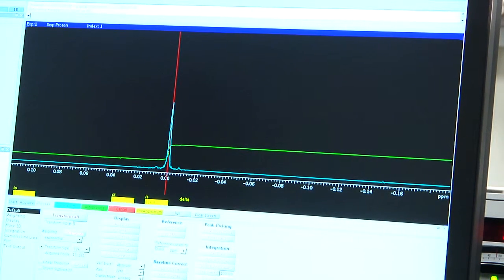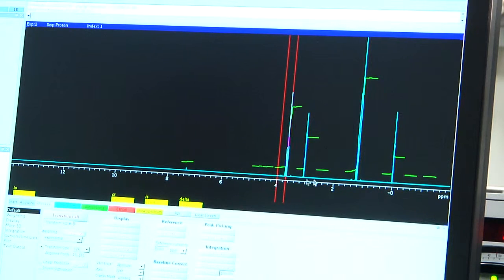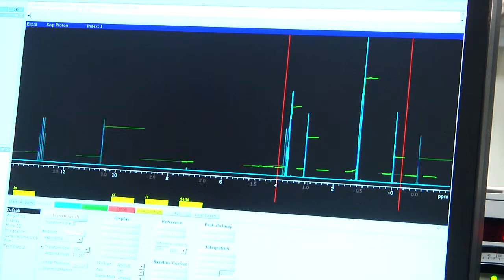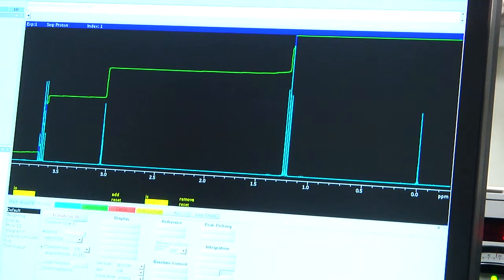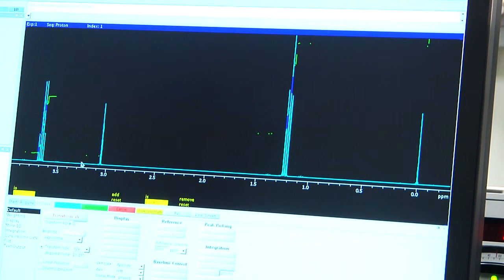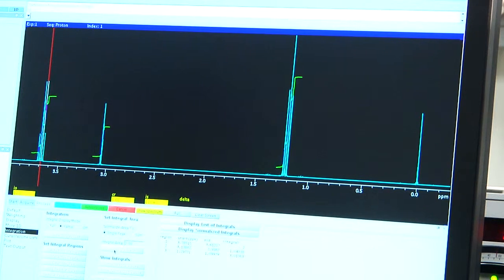The size of each signal is proportional to the number of magnetically equivalent nuclei producing the signal. With the integration software, we are able to calculate the area under each signal and correlate that to the number of protons that are creating that signal. This is a sample of ethanol. The spectrum shows 1 quartet for the 3 hydrogens on the methyl group, a triplet for the methylene unit, and a singlet for the hydroxy group.